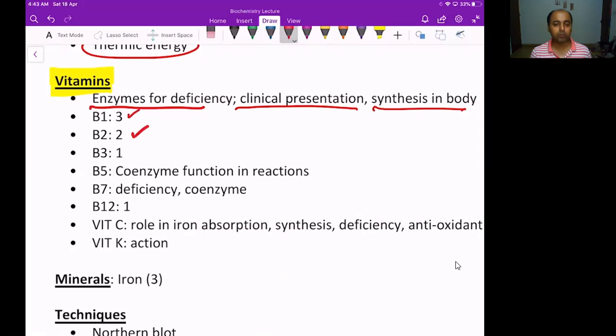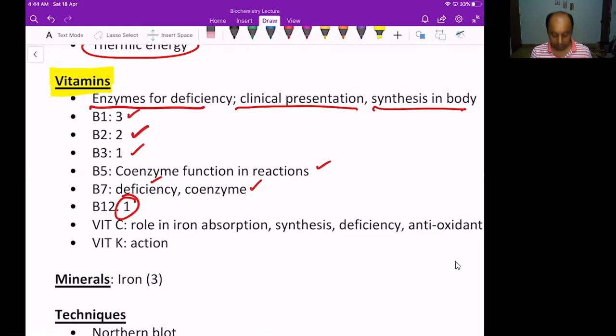Similarly, two questions from vitamin B2, one of them was a clinical case, one of them was a straight-line question. One question from vitamin B3, one question from B5, particularly about the coenzyme function of B5, and two questions from B7, one about the deficiency, how the deficiency occurs, and the second on the coenzyme function of B7. One single question from B12.